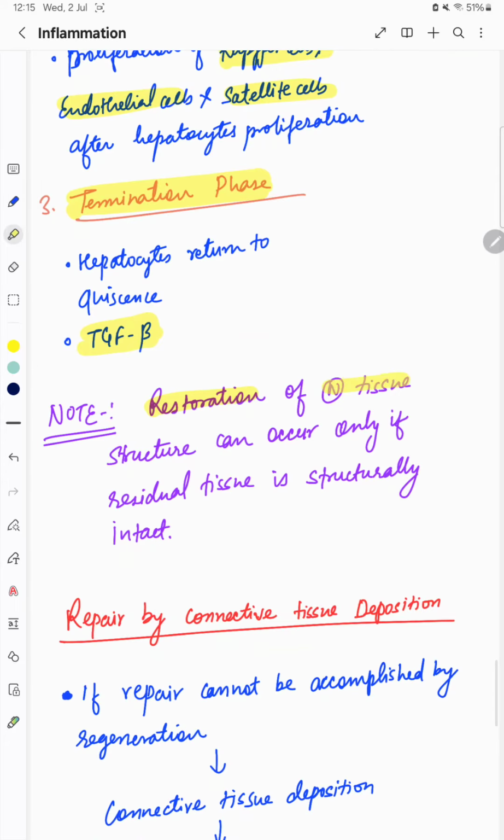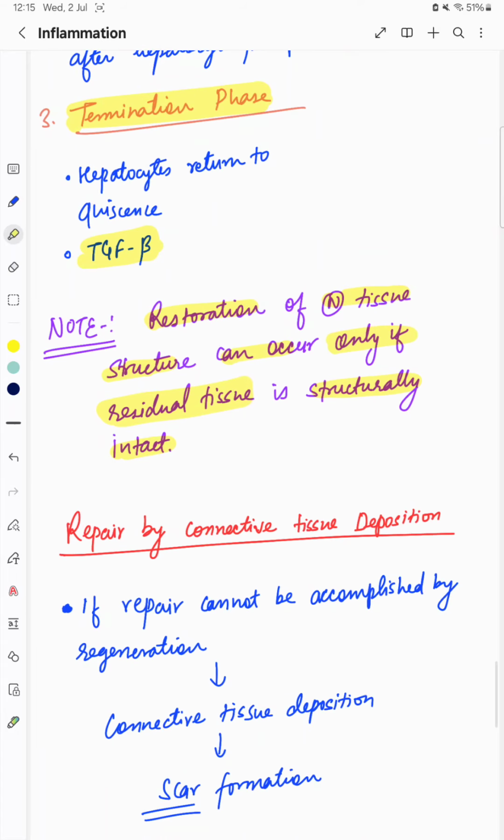Restoration of normal tissue structure can occur only if the residual tissue is structurally intact. This is a very important line. If the residual tissue is structurally intact, then only the restoration can occur. The structural integrity of residual tissue is very important for the regeneration or restoration of the normal tissue structure.